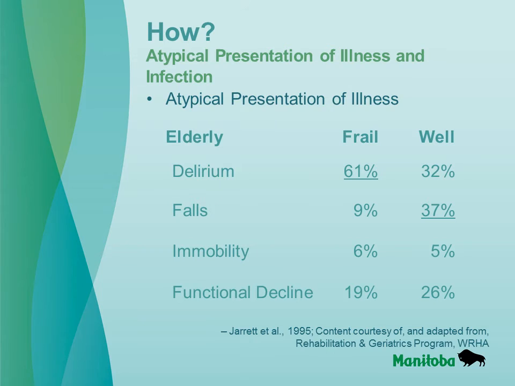So what does this tell you? Of those who presented atypically, the frail most often presented with delirium and the well most often presented with falls. The well elderly presented with falls and functional decline more than the frail elderly because they were functioning at a higher level in these domains prior to the onset of illness and hospitalization.